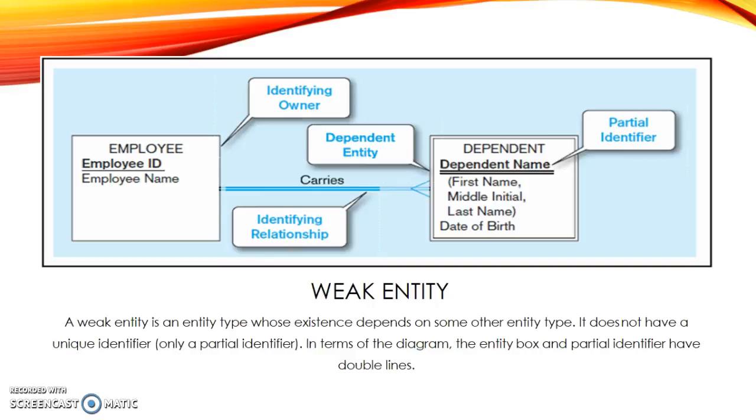A weak entity would be this dependent right here, because it cannot exist on its own. In fact, it doesn't have a primary key. It has a partial identifier because it must always be linked to employee, which is the strong entity.